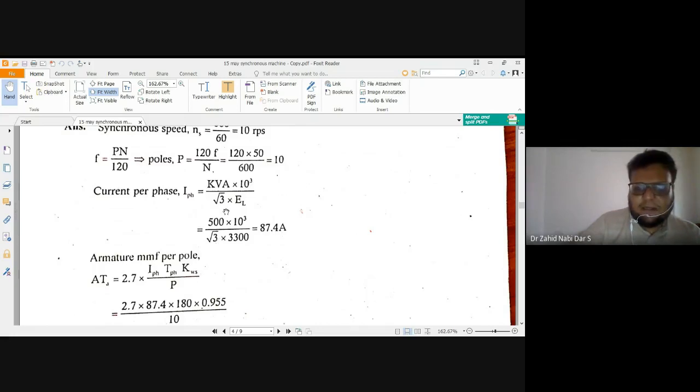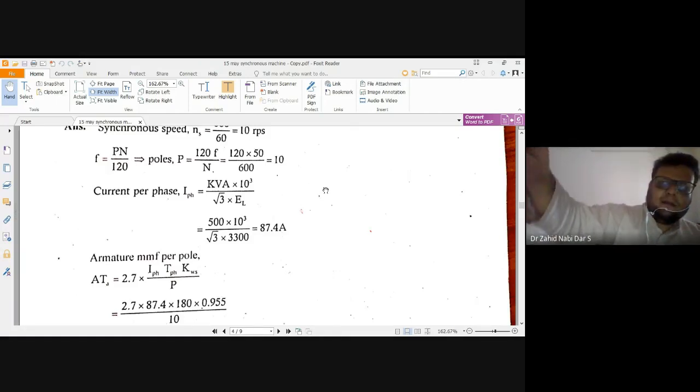Again, I will tell you one important factor. Whether it is mentioned or not, your power P would be equal to 3 times V phase I phase. Now the same expression in line terms, whether it is connected in delta or in star, would read root 3 V line I line cos phi.